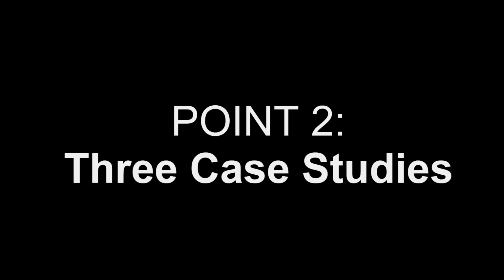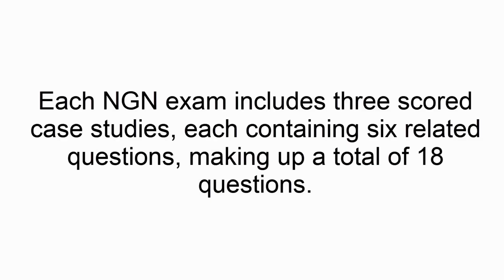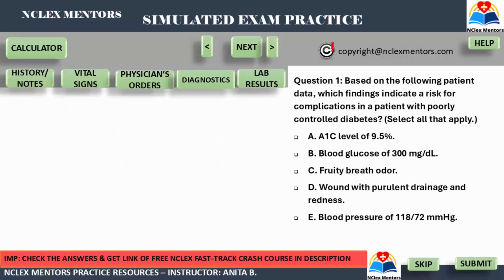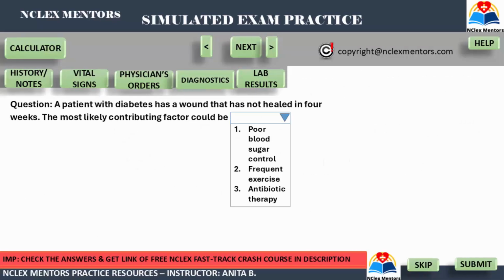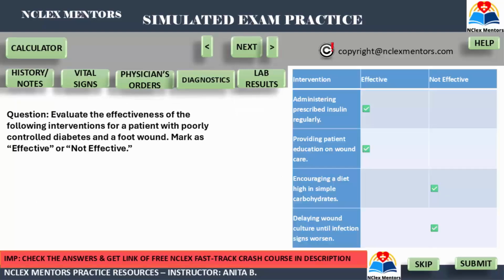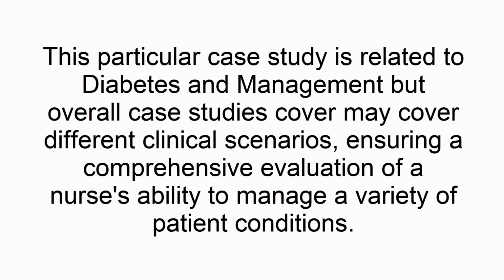Decision-making. Point number 2. 3 case studies. Each NCLEX exam includes at least 3 scored case studies, each containing 6 related questions, making up a total of 18 questions. Here in this particular example, there are 6 questions: multiple response, drag and drop, drop down, highlight, matrix or grid, and multiple choice questions. This particular case study is related to diabetes and management, but overall case studies may cover different clinical scenarios, ensuring a comprehensive evaluation of a nurse's ability to manage a variety of patient conditions.